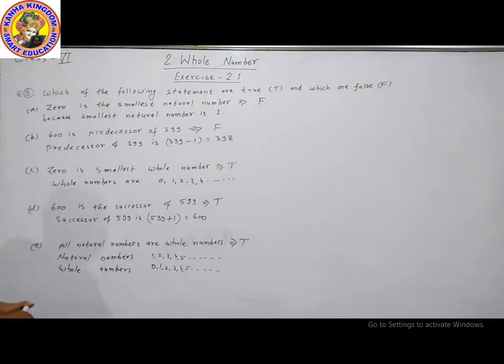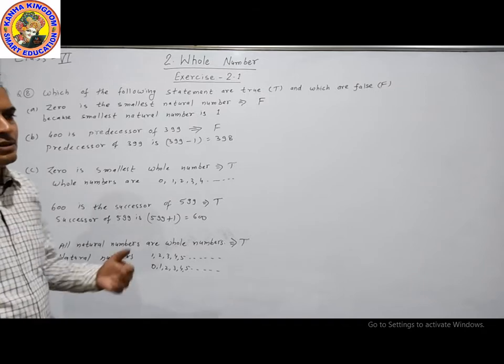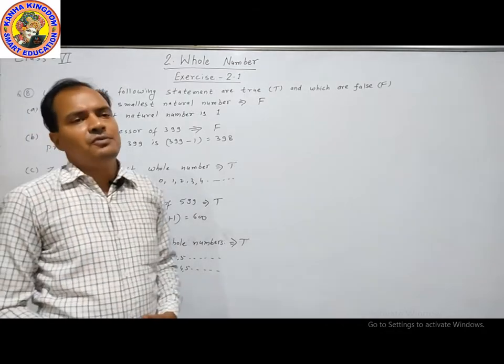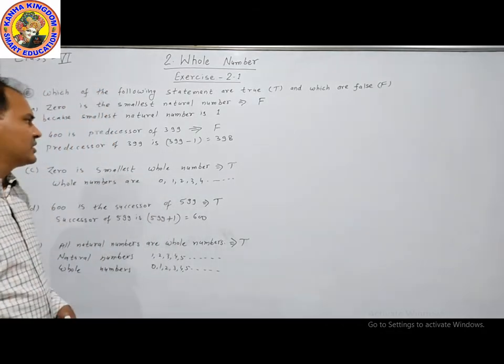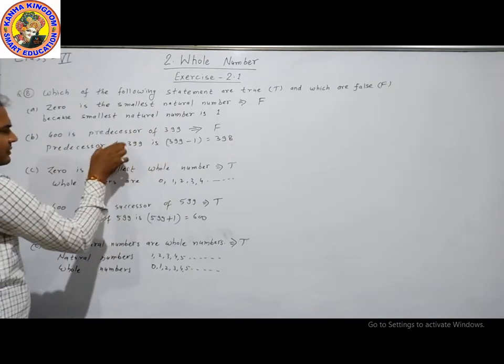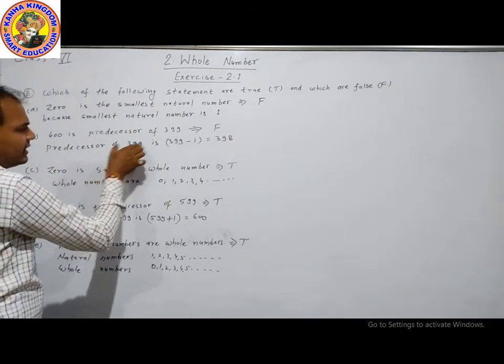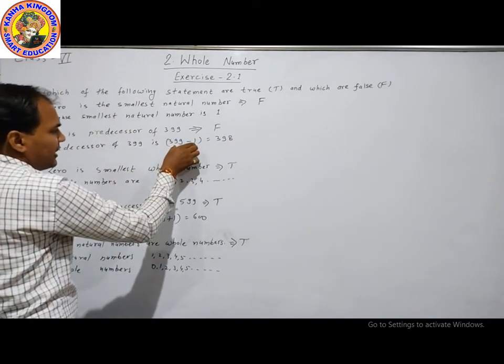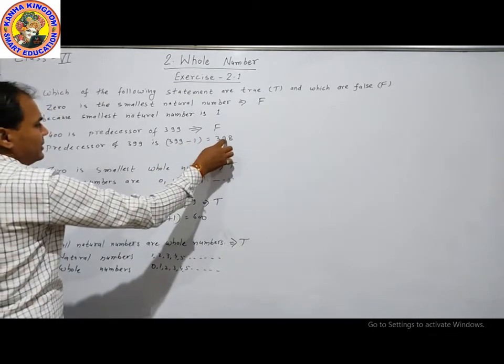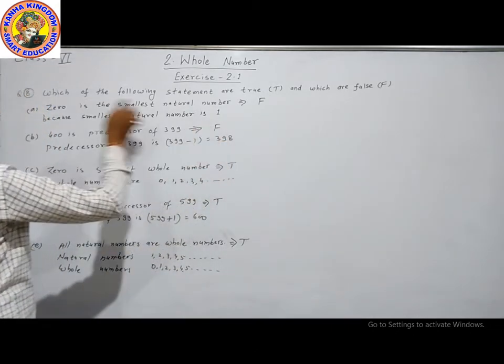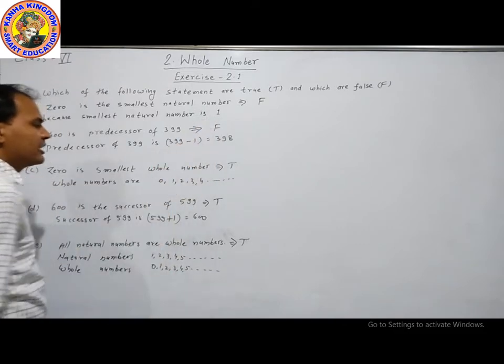400 is the predecessor of 399. Predecessor is our previous number, which can be found by minus 1. So the predecessor of 399 is 399 minus 1 is equal to 398, not 400. So this statement is false.